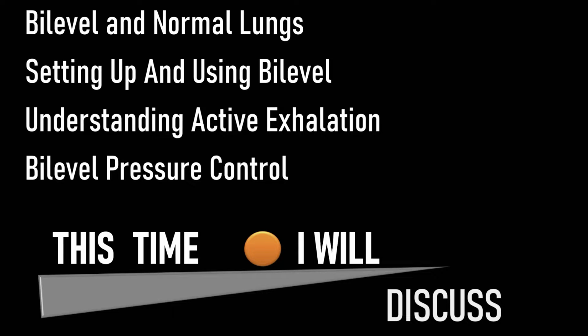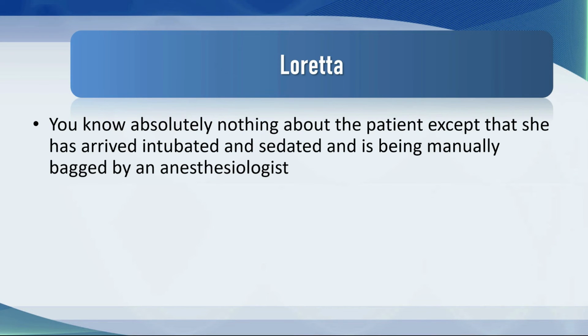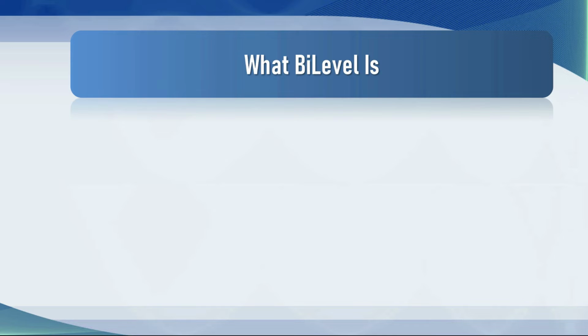And I'll return to a scenario that we used a little bit earlier on in the course. A patient who arrives in the ICU called Loretta, who you know nothing about. She just arrives intubated and sedated. You put her on a ventilator and you're asked what mode. Volume control, pressure control, volume guaranteed pressure control, assist control, SIMV. Is there an alternative? And there is. And that alternative is bilevel pressure control.